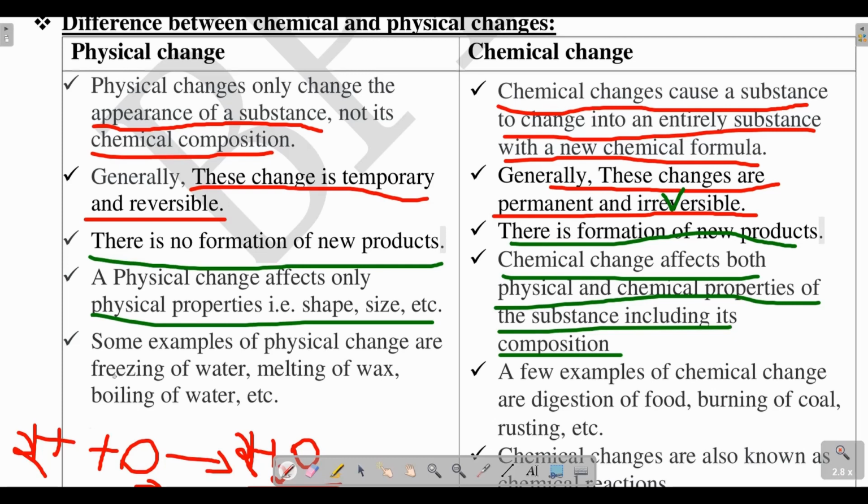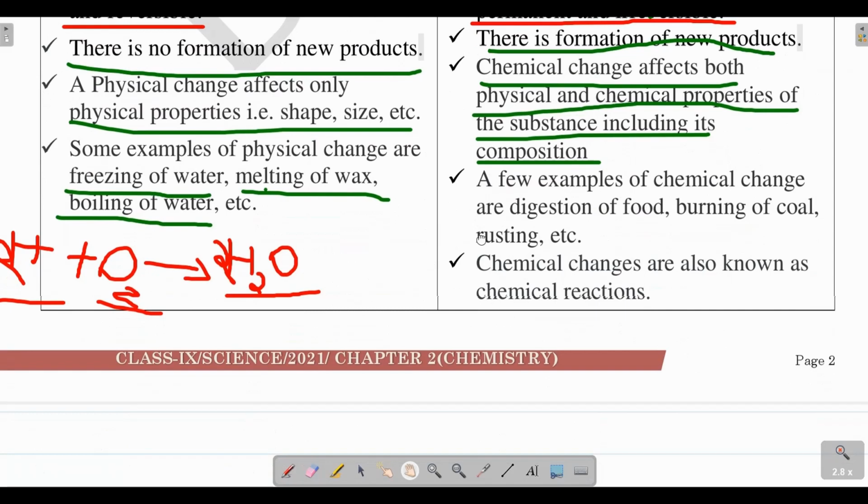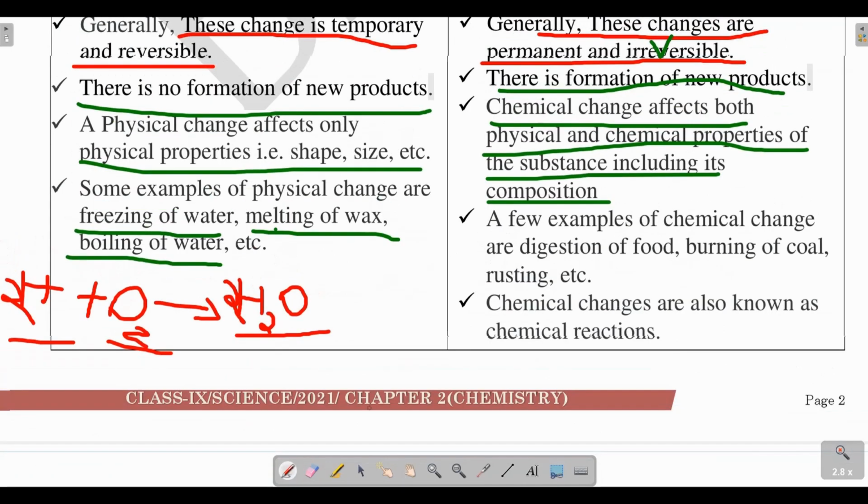And some examples given here: freezing of water, melting of wax. During melting of wax, solid wax is converted to liquid wax. Boiling of water. These are the examples for the physical changes. And some examples for chemical changes are digestion of food. Once the food is digested, it cannot be reversed. It's purely a chemical change. Burning of coal or anything. Rusting means iron or a metal reacts with oxygen in the presence of moisture. That is called rusting. So rusting is also a chemical change.